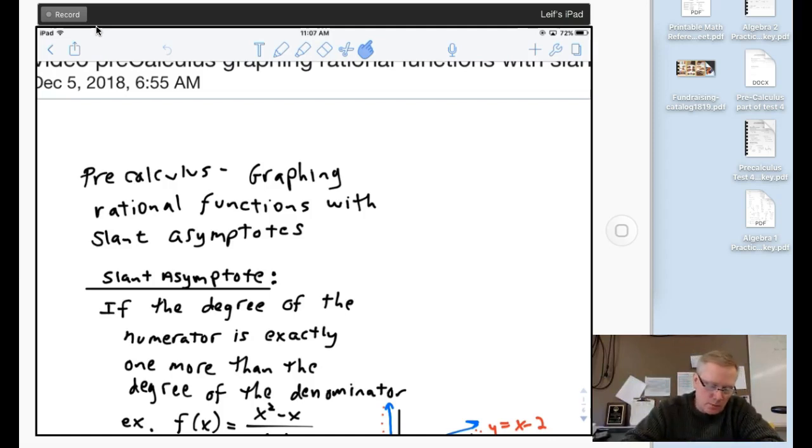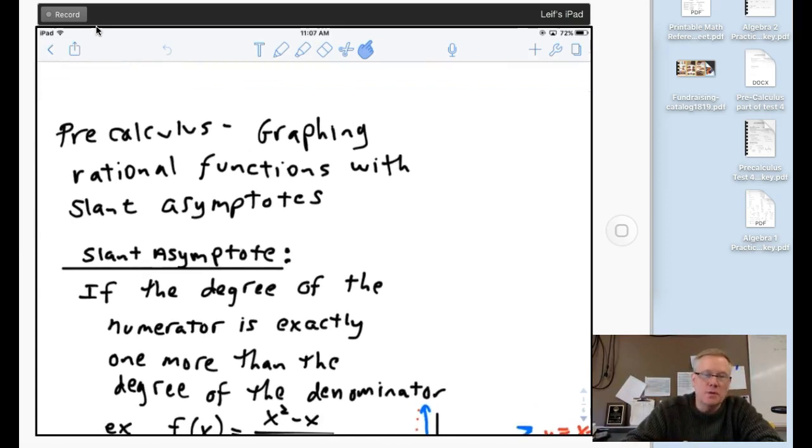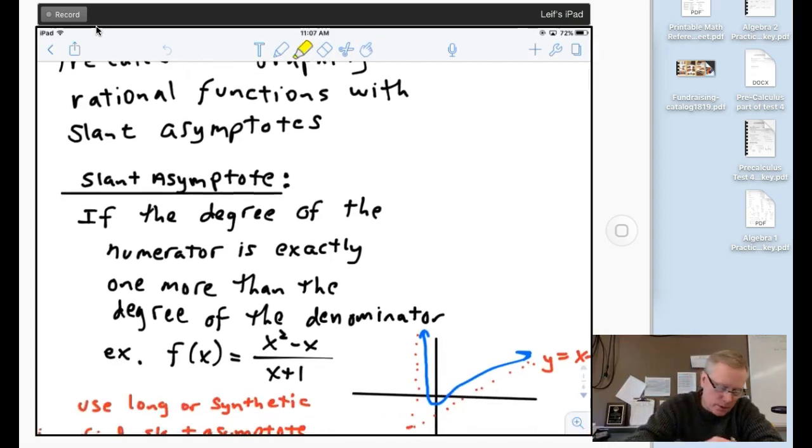In the last video we saw asymptotes that were vertical and horizontal. Today we're going to look at the slant ones. So the first thing is, if the degree of the numerator is exactly one more than the degree of the denominator, then you get a slant asymptote. Okay, which is what I just wrote right here.